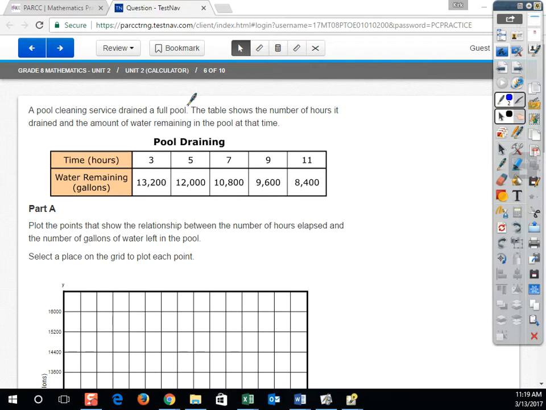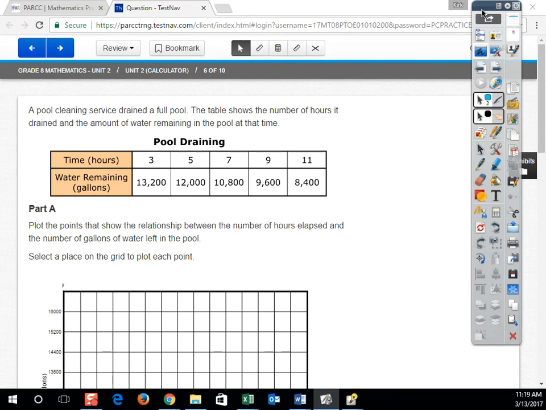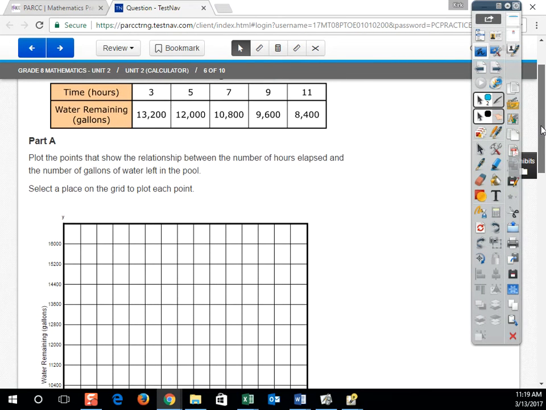Part A. Plot the points that show the relationship between the number of hours elapsed and the number of gallons of water left in the pool. Select a place on the grid to plot each point. All right. Now, notice how it said just to plot the actual points. It has not asked us to plot anything beyond that.